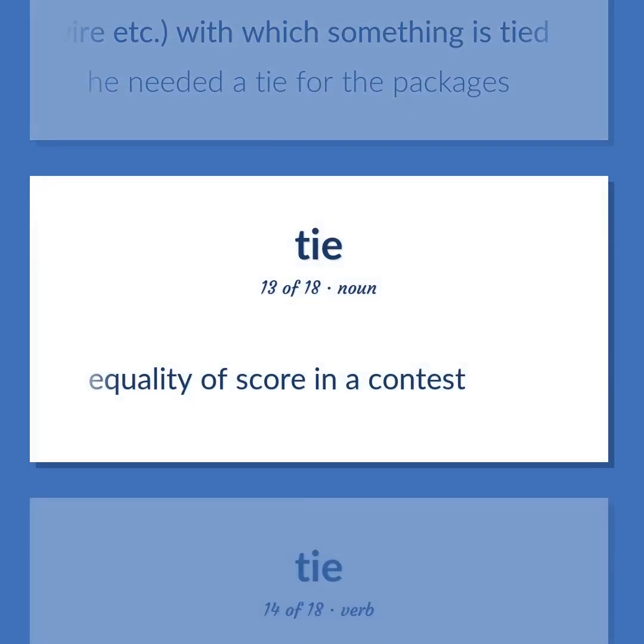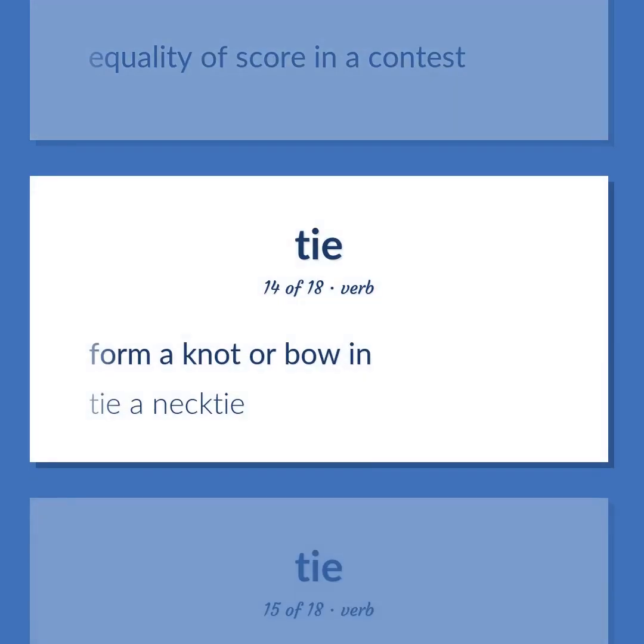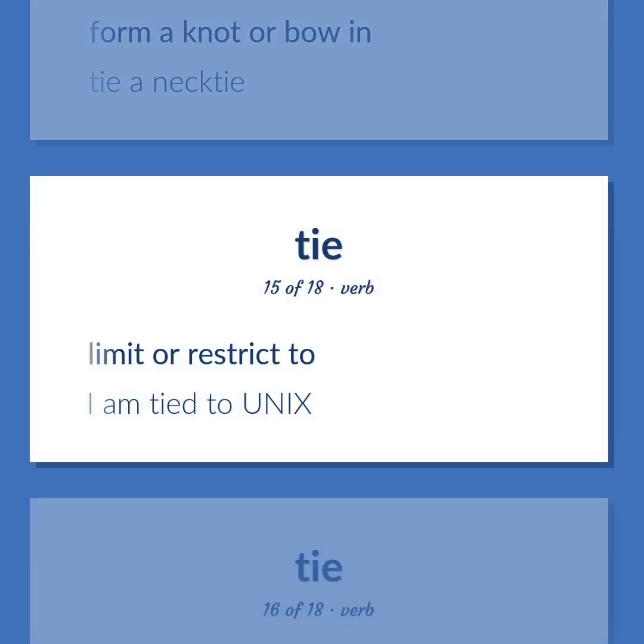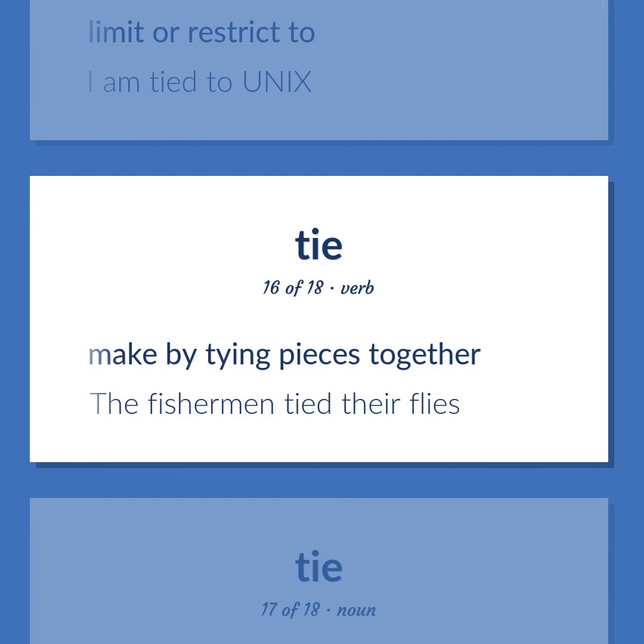Equality of score in a contest. Form a knot or bow in. Tie a necktie. Limit or restrict to. I am tied to eunuchs. Make by tying pieces together. The fishermen tied their flies.